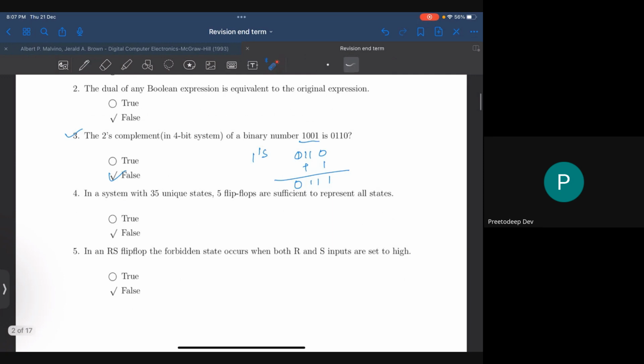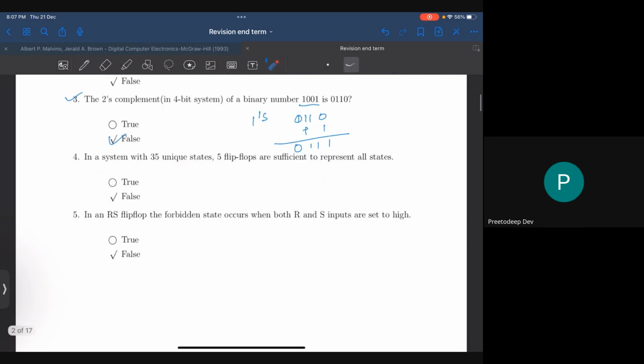Next question: in a system with 35 unique states, 5 flip-flops are sufficient to represent all states. You have to find the log base 2. With 5 flip-flops, 2 to the power 5, we can go up to 32 at max, so it cannot represent 35.